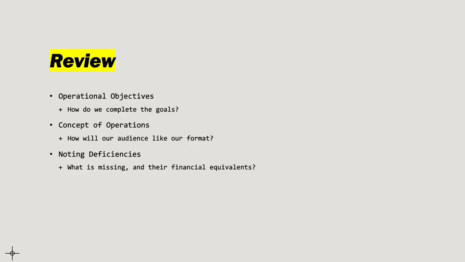So here we have gone over operational objectives, how do we complete the goals, the concept of operations, how will our audience like our formats, and lastly, noting deficiencies. What is missing and what is their financial equivalence in obtaining them.